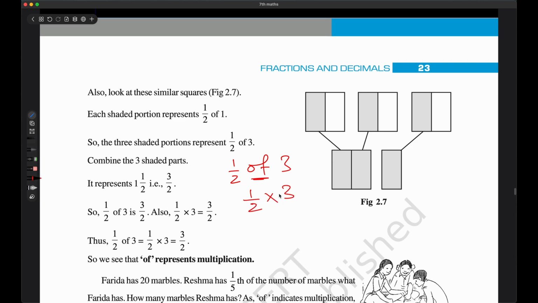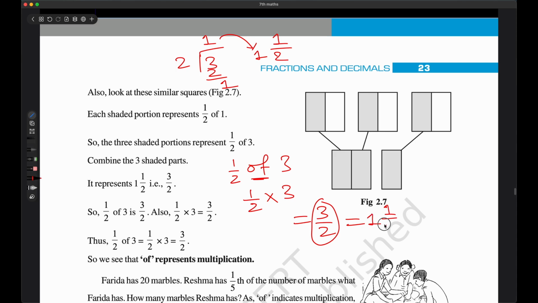That is, half into 3, and the multiplication is 3 into 1 is 3 divided by 2. And if we observe, this is an improper fraction, and to convert this into a mixed fraction we have to divide 3 by 2. 2 ones are 2 and 1 is the remainder. This is equal to 1 whole and 1 divided by 2. This is one complete rectangle and one half rectangle.